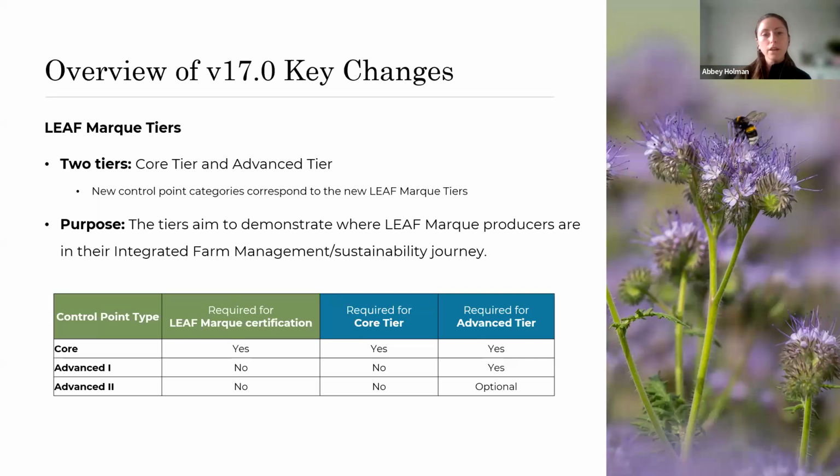And we will be providing a way for businesses to demonstrate what tiers or advanced criteria they are achieving. So this won't necessarily be listed on the leaf mark certificate, but we will provide a mechanism for businesses to evidence this and demonstrate this to stakeholders.